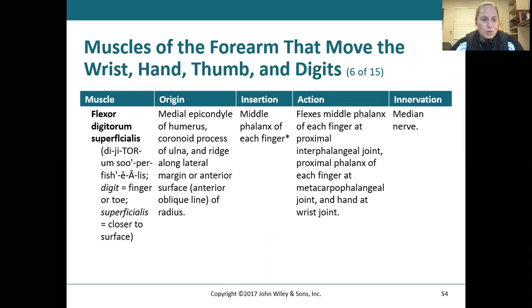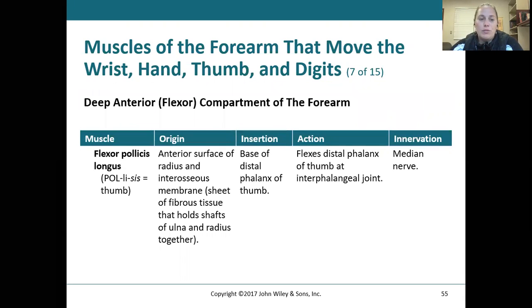The flexor digitorum superficialis, its origin is the medial epicondyle of the humerus with the coronoid process of the ulna and ridge along lateral margin. Its insertion is the middle phalanx of each finger. And its action is to flex the middle phalanx of each finger at the proximal interphalangeal joint, proximal phalanx of each finger at the metacarpophalangeal joint, and the hand at the wrist joint. Its innervation is the median nerve.